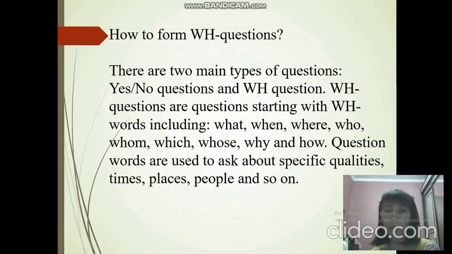There are two main types of questions: yes/no questions and WH questions. WH questions are questions starting with WH words, including what, when, where, who, whom, which, whose, why, and how. Question words are used to ask about specific qualities, times, places, people, and so on.